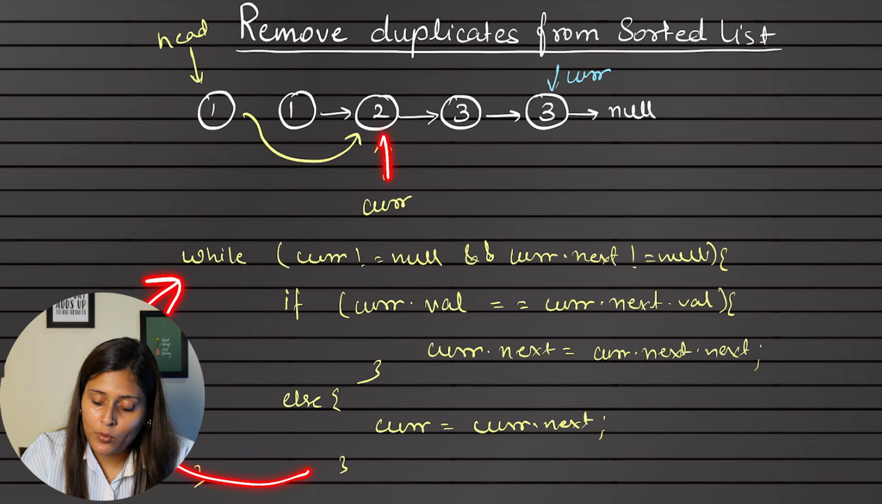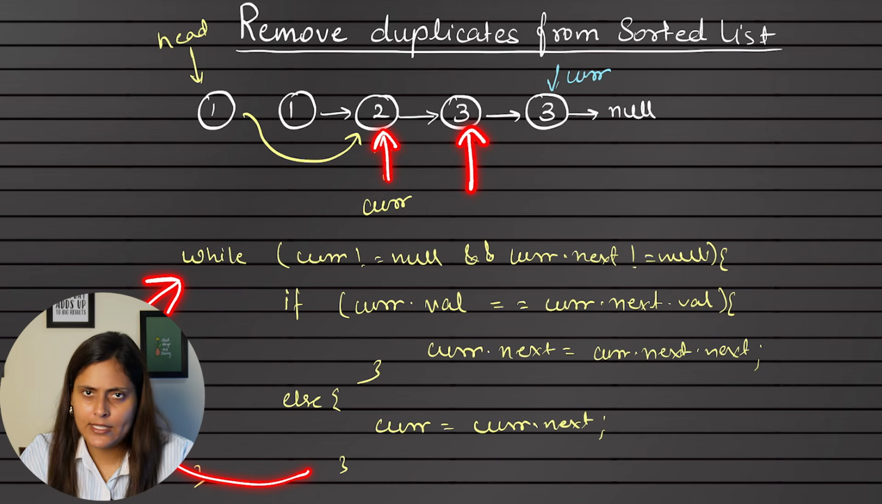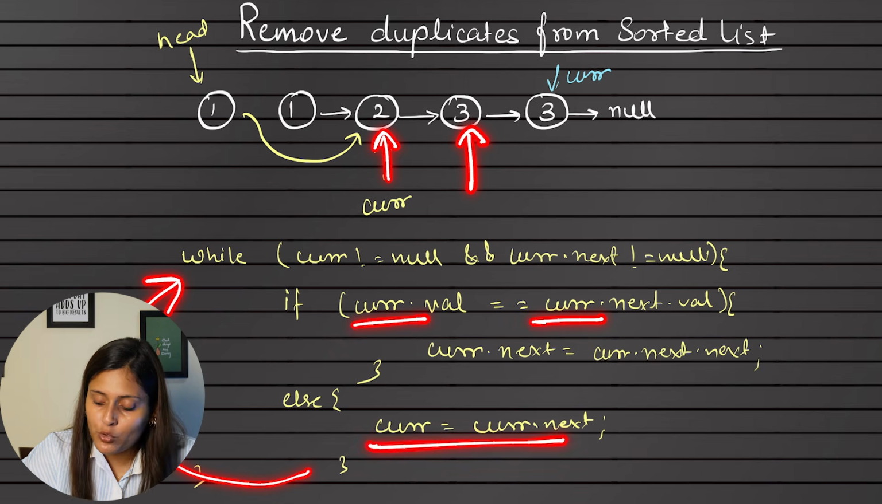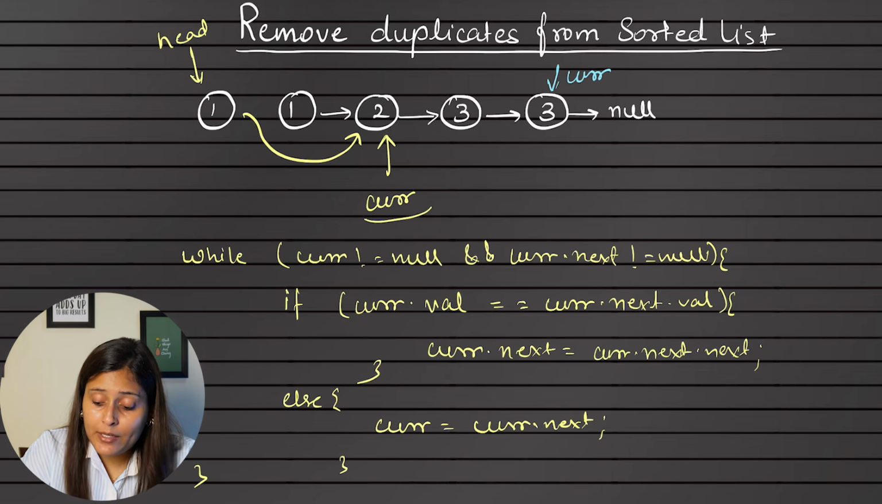Now again what will happen? Again we will go in the while loop. While current not null, yes, it's not null. Current dot next not null, yes, it's not null. Are their values same? No, it's not same. So move your current to current dot next. Why? Because we have nothing which is duplicate with 2. So we will move ahead.